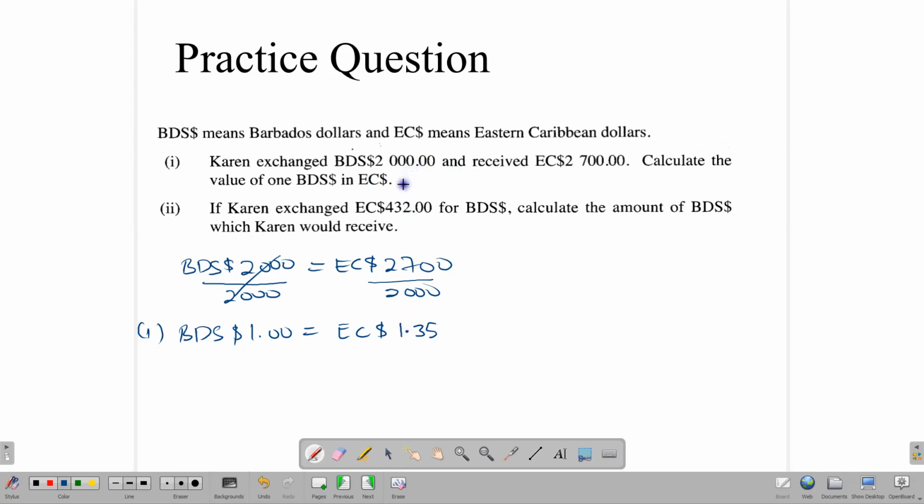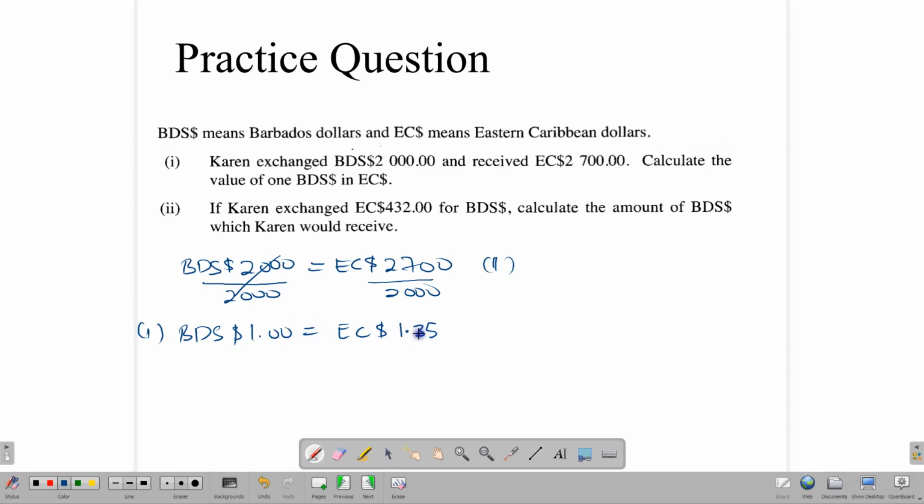Now, the second part of the question is saying Karen exchanged $432 EC for Barbadian dollars, and calculate the amount of Barbadian dollars that she would receive. Now, let's look at this equation. Notice here that when you're changing from Barbadian dollars to EC dollars, you're getting more, you get a larger value on this side. So 1 here gives you 1.35 on this side.